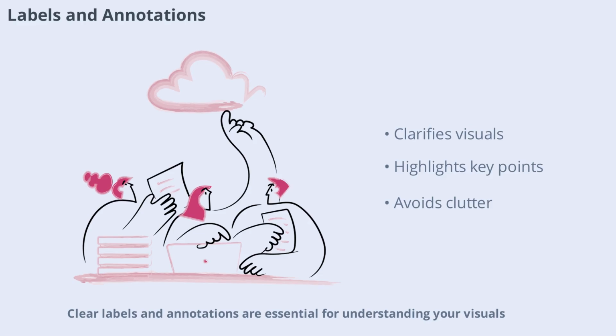Clear labels and annotations are essential for understanding your visuals. Titles, axis labels, and data points help viewers interpret the information quickly. Annotations can draw attention to significant trends or outliers. Avoid clutter by keeping labels concise and only highlighting what's most important. Well-placed labels make your data story easy to follow.